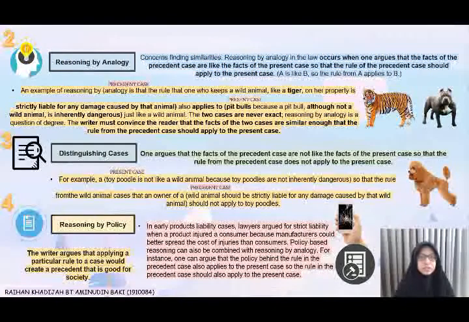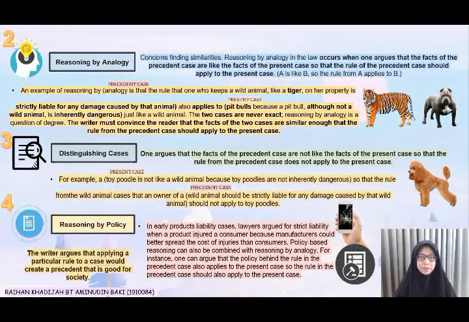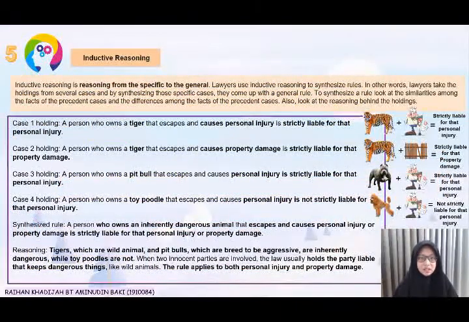Third, distinguishing cases. In distinguishing cases, one argues that the facts of the preceding case are not like the facts of the present case, so that the rule from the preceding case does not apply to the present case. Fourth, reasoning by policies. The writers argue that applying a particular rule to a case would create a precedent that is good for society.